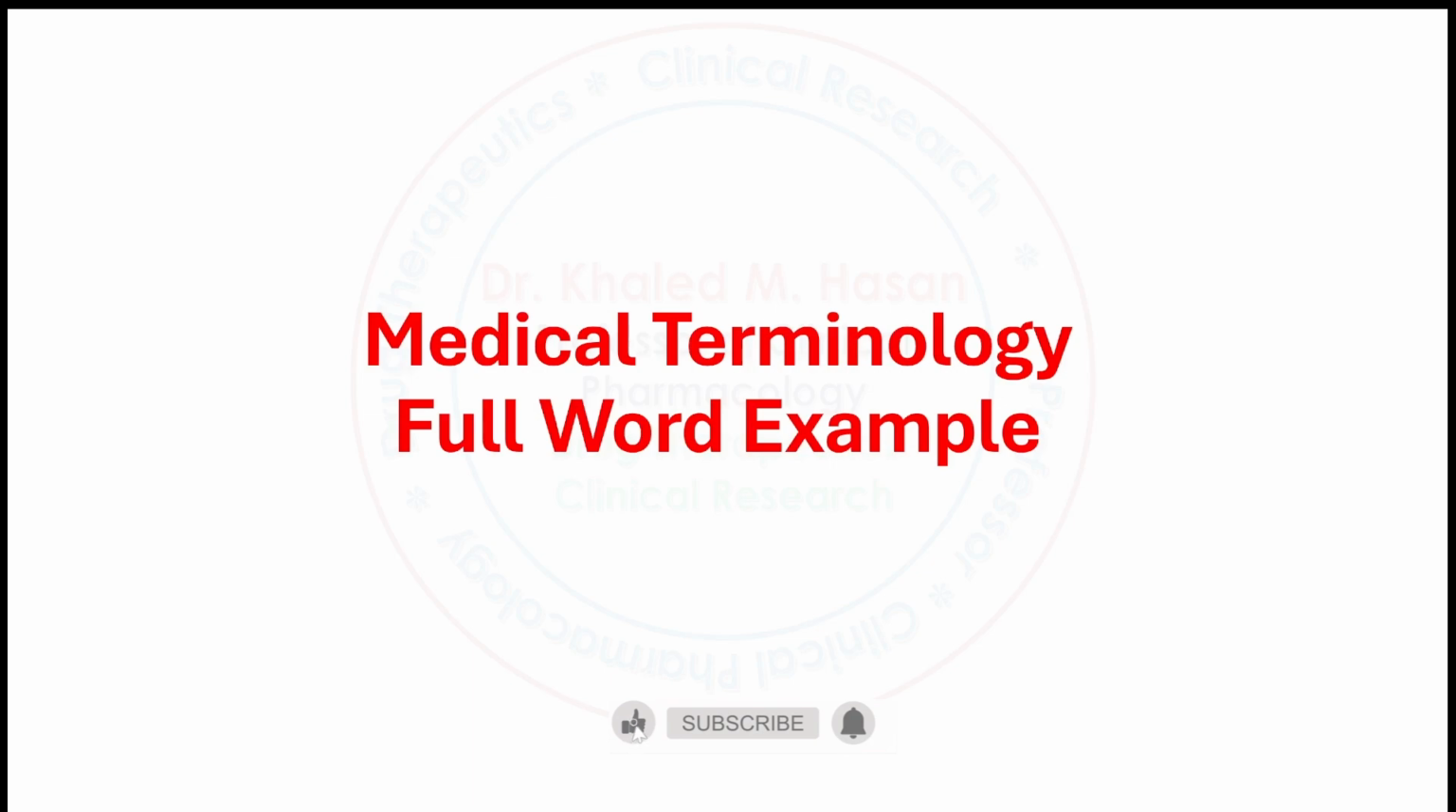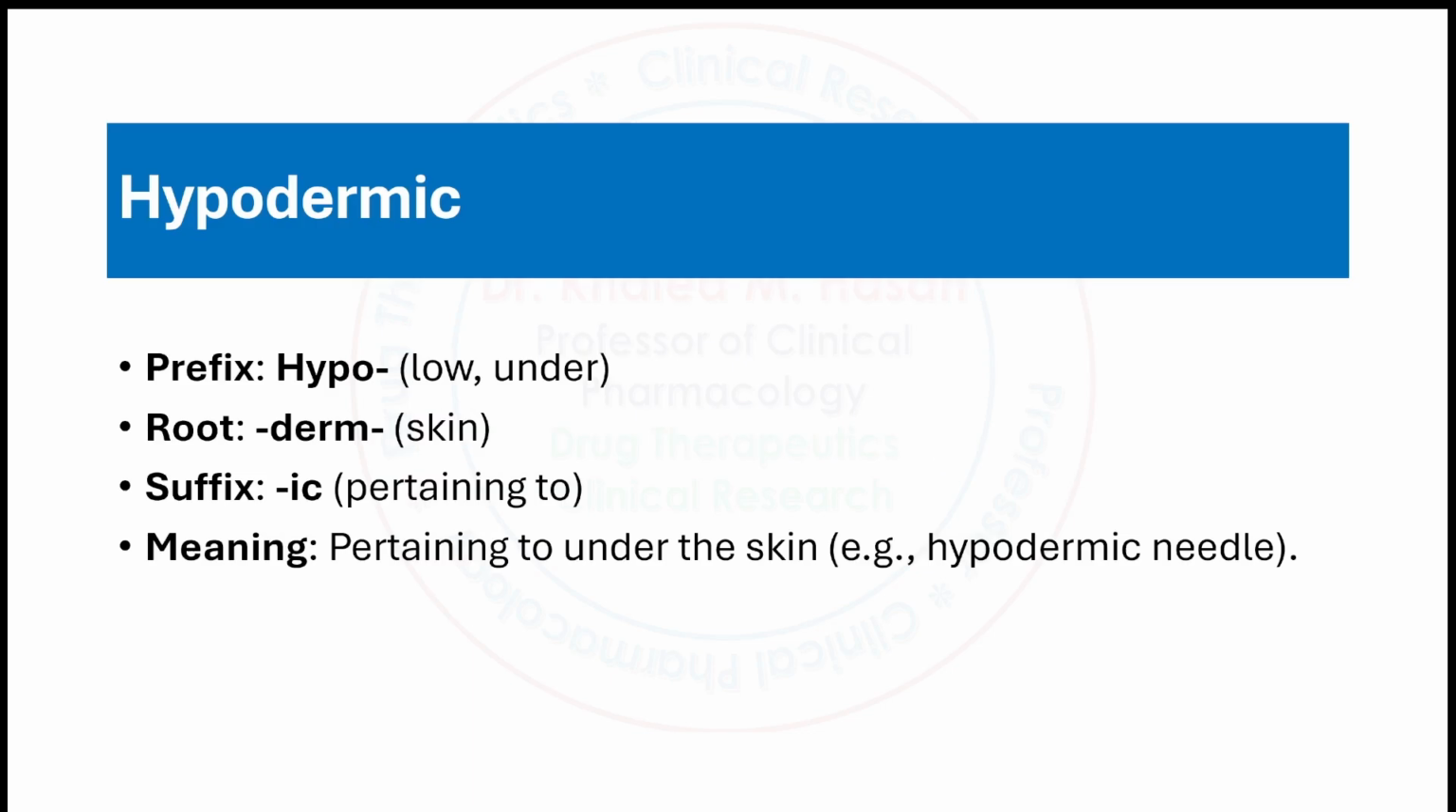Okay, in the next slide, we are going to give some full-word examples related to medical terminology that are very often seen in practice. The first word as an example is hypodermic. Hypo means under or low. Derm, the root, is skin, and the suffix means pertaining to. So the meaning is pertaining to under the skin.